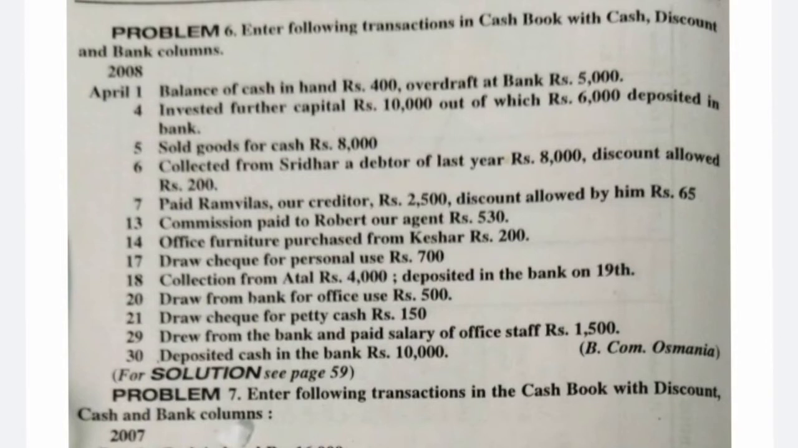Next one, draw check for petty cash rupees 150. For petty cash expenses we are drawing the check. So it is not cash, it is petty cash. What is coming in, we are debiting the petty cash account, that is petty cash account debit to bank account. Since we are receiving from the bank, our bank balance is getting decreased, so we will credit the bank and we will debit the petty cash balance.